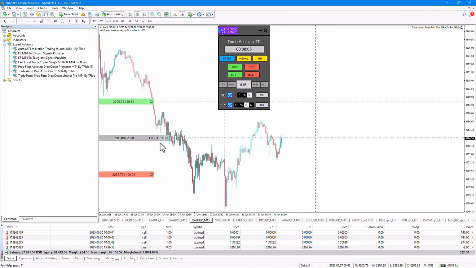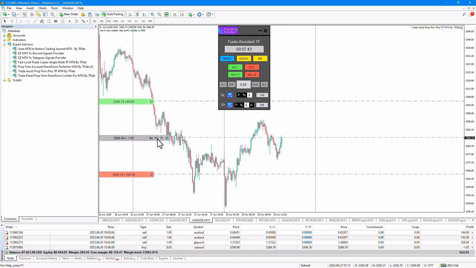When you execute a trade and select the break-even option, if your trade is in the profit zone, the expert advisor will automatically move your stop-loss level to the entry point, making your trade break even to protect the profit you've gained from the trade.